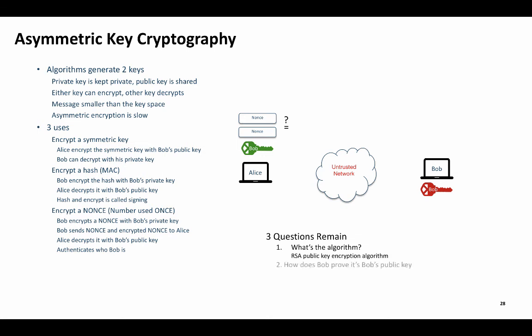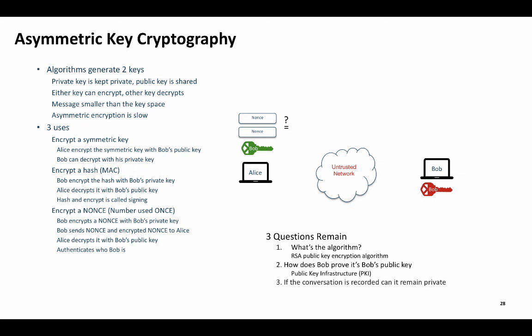The second question is, how does Bob prove to Alice that Bob's public key really represents Bob instead of some adversary? Clearly, the message was signed with his private key, but how do we know that it is Bob that has Bob's private key? And the answer is public key infrastructure, often referred to as PKI.